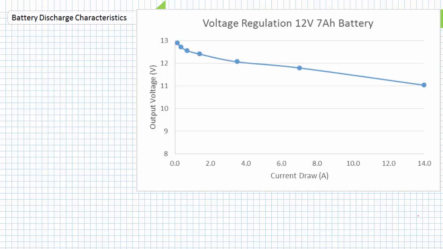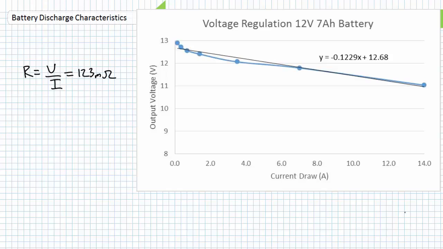But if you want the big picture, the easiest method might be to insert a trend line and determine the absolute value of the slope. Given Ohm's law states that resistance equals voltage divided by current, that's what resistance essentially is. In this case, the relatively new 12-volt 7 amp hour battery has an internal resistance of approximately 123 milliohms.